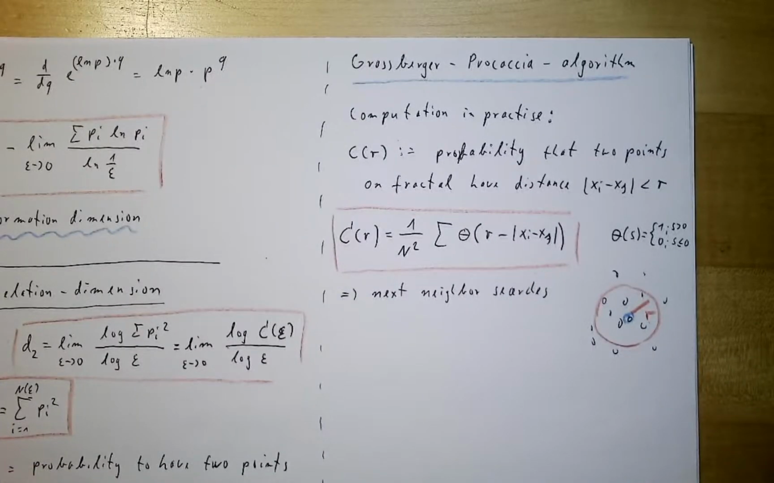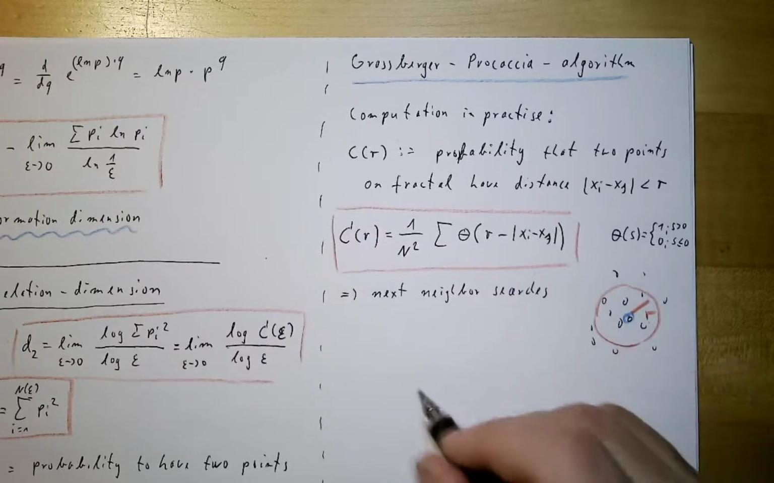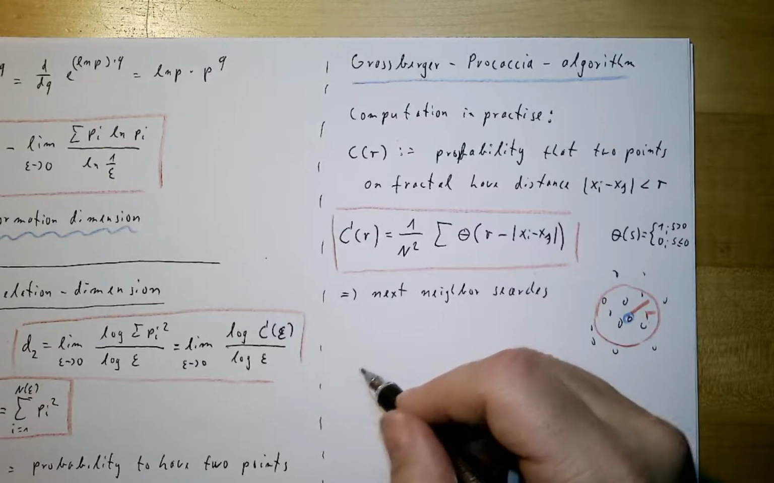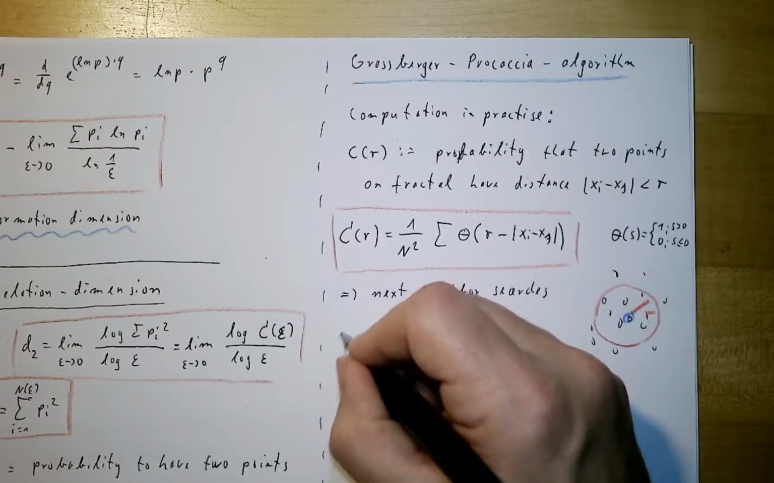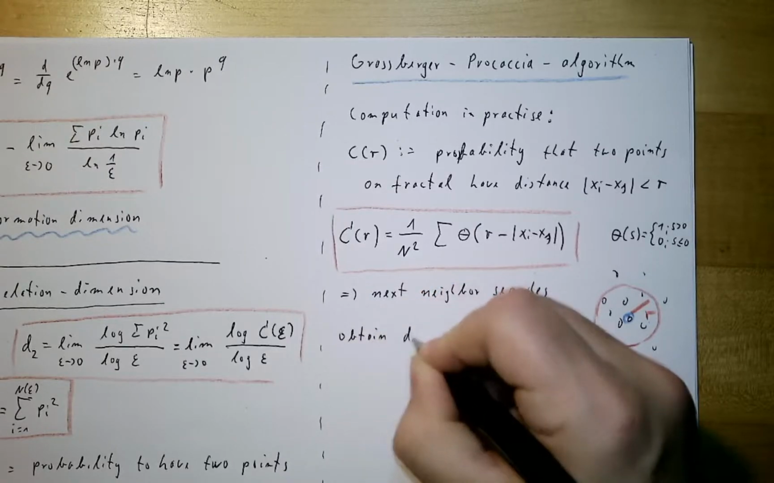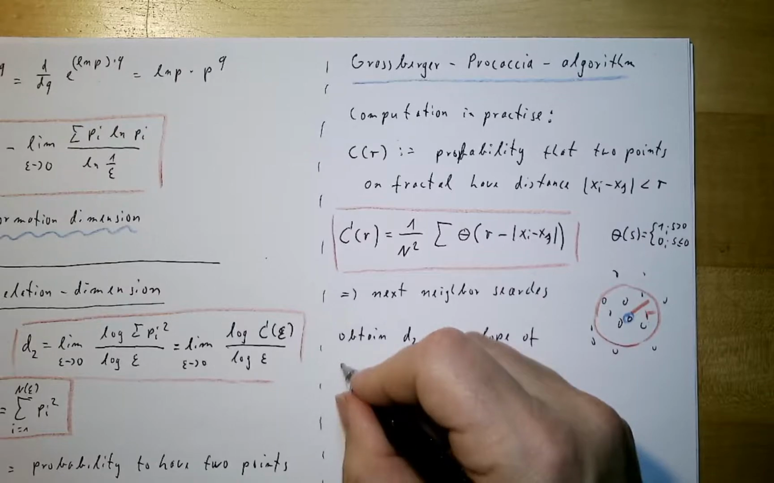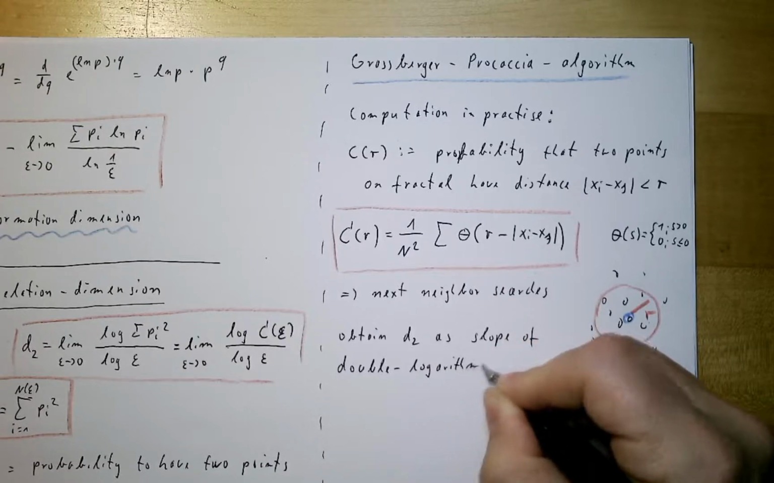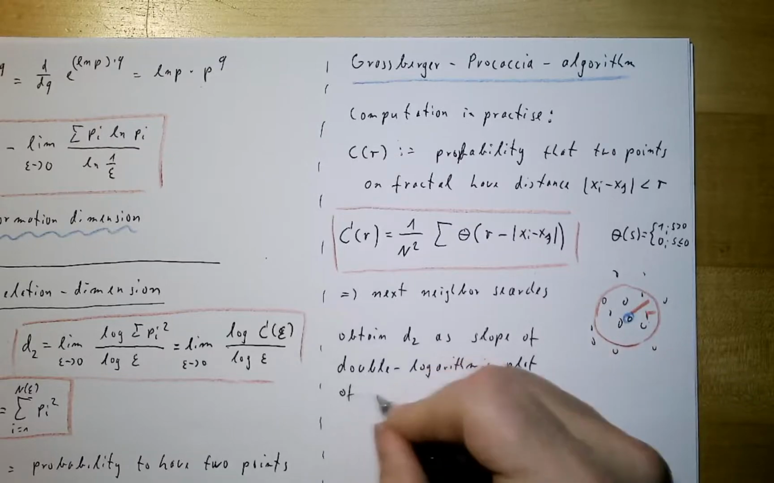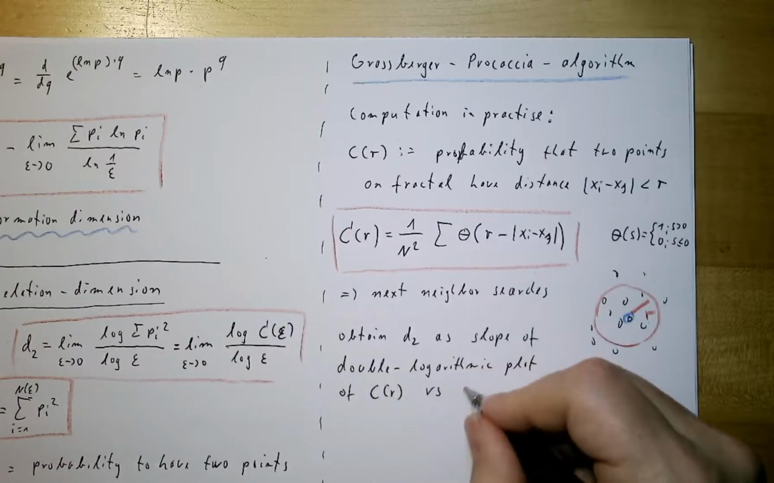And now how is this done in practice? We would still need to let this radius r go to 0, which is hard to do. So in practice we again do a double logarithmic plot. Then we obtain our D2 as the slope of a double logarithmic plot of our correlation sum versus r.